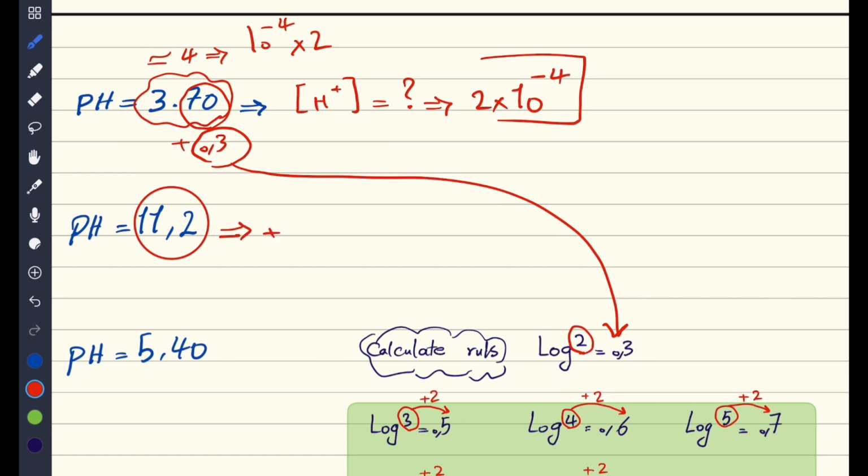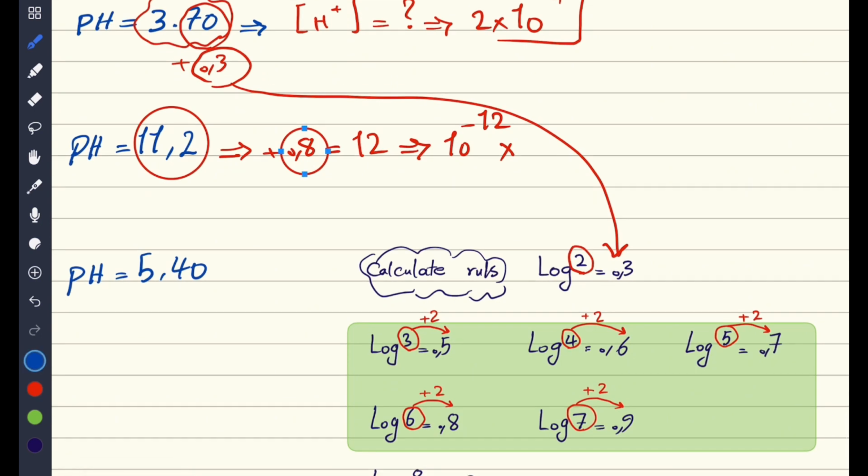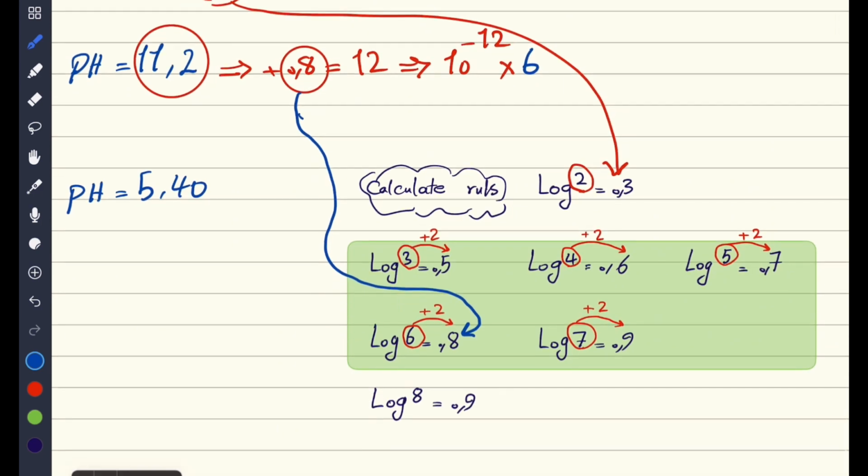For example, for the next question, we need to add 0.8 to make an integer. 0.8 is equal to the logarithm of 6. Now you're able to solve the last question and comment your answer for me. Good luck!